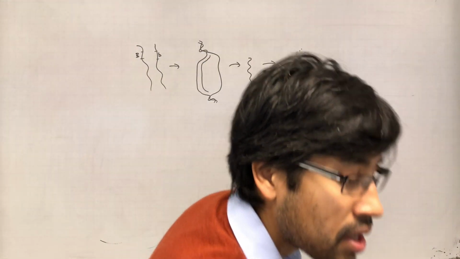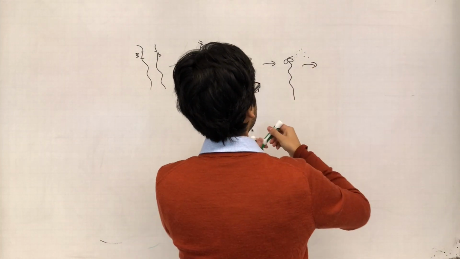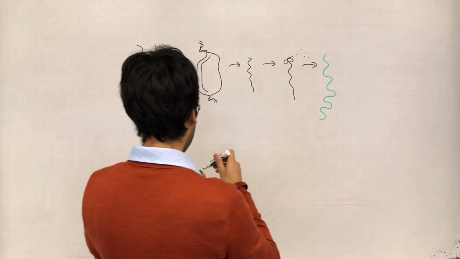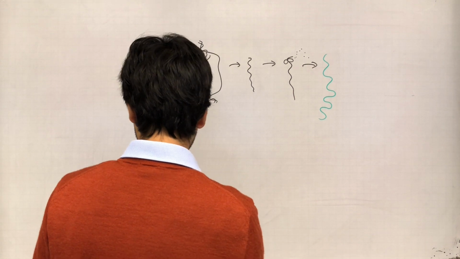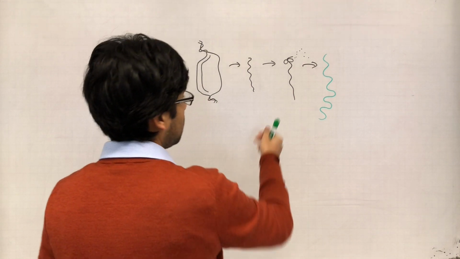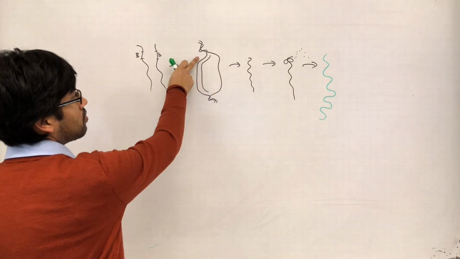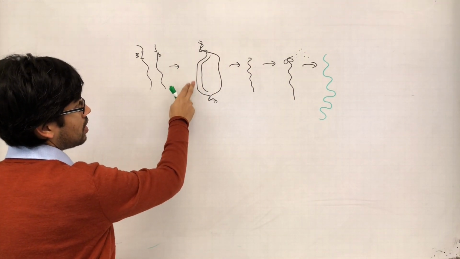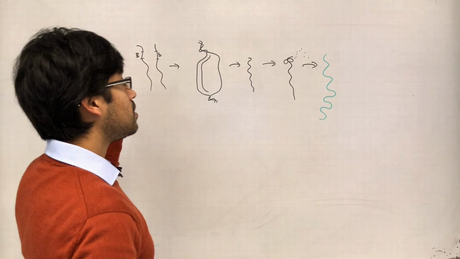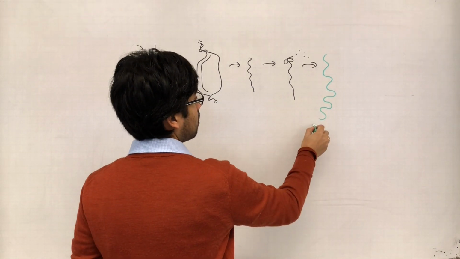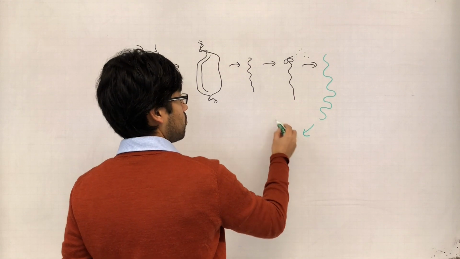Ultimately we will get a polypeptide chain based on the sequence of codons in the mRNA, and the sequence of codons in the mRNA is determined by the sequence of triplets of bases in the DNA in the gene, or in the allele. So our polypeptide chain then undergoes folding.